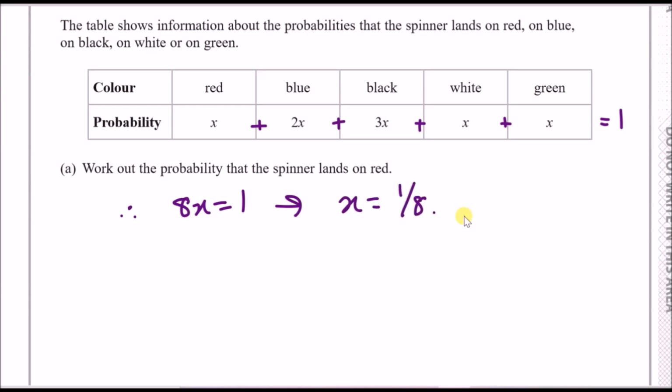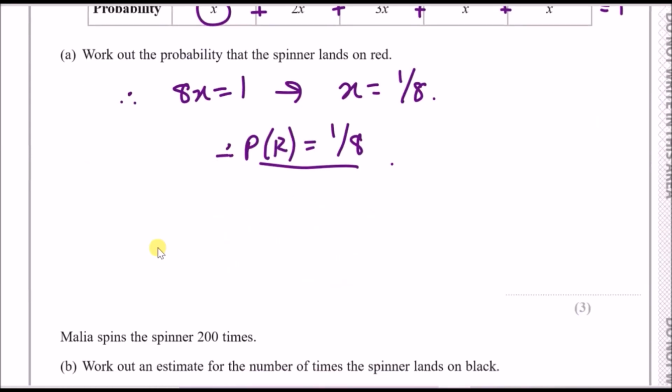Now looking at this question, work out the probability that the spinner lands on red. To land on red, it has a probability of x. Because x equals 1 over 8, the probability of red is therefore 1 over 8. Okay, that's that one done. You get 3 marks for that.